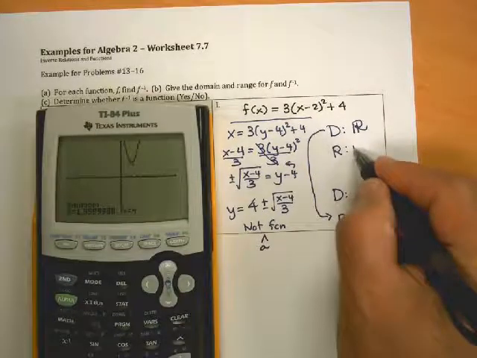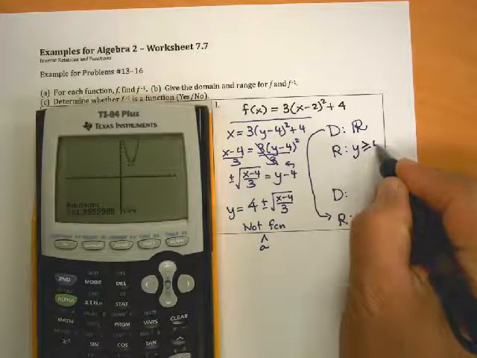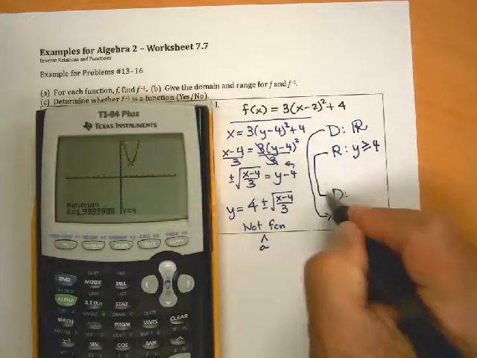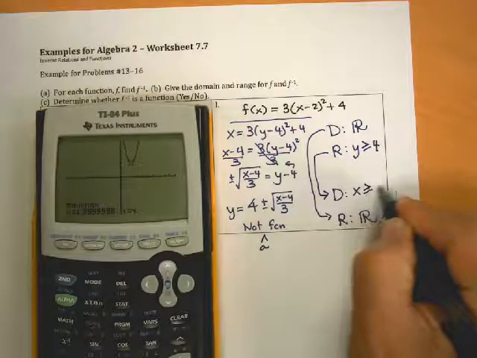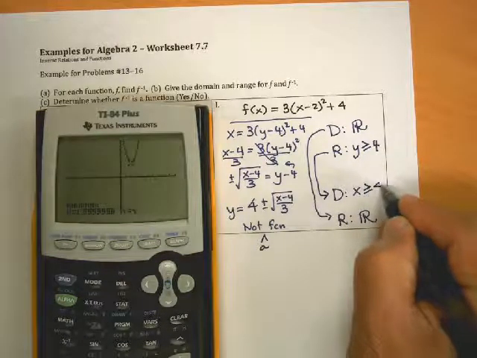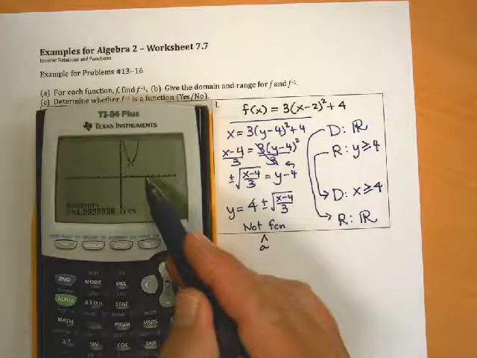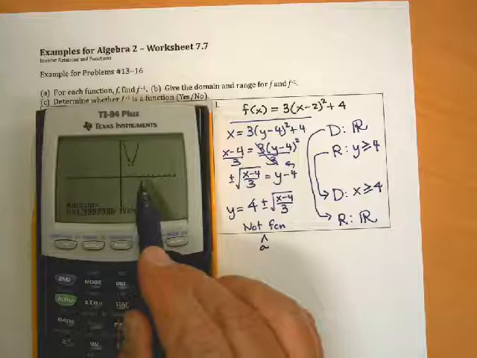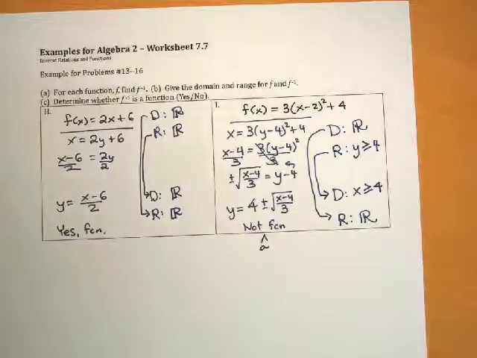So y is above or equal to 4, which when I come down here I have to switch the x and y. So x's are above, or I mean to the right, or equal to 4. So the graph of the inverse would turn this way and it would stay to the right of 4. Okay, so that's it for problems 9 through 16.